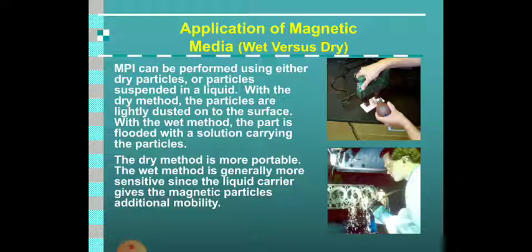That are much smaller than in the dry method, and wet particles are far more sensitive to fine surface defects. So these factors make wet magnetic particle testing better suited for discovery of fine surface flaws on smooth surfaces. And the liquid used for the wet method could be water or a petroleum distillate like white kerosene oil and others.